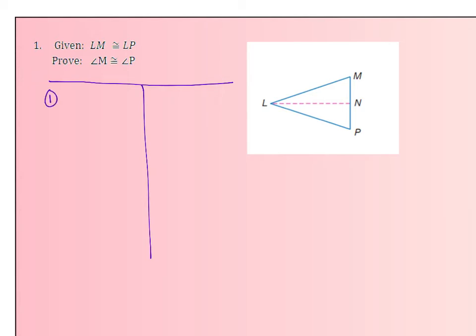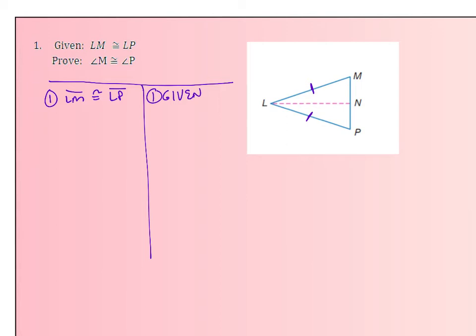They say LM is congruent to LP. That's a given statement, so let's mark that. LM is congruent to LP. And you're trying to prove that angle M is congruent to angle P. So you're basically proving the isosceles theorem here. Here's what we're going to do.